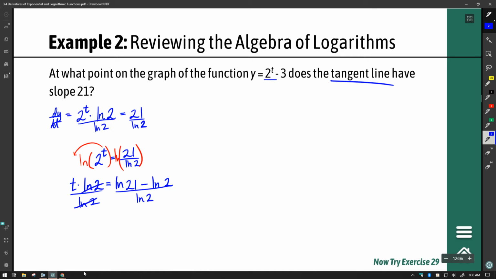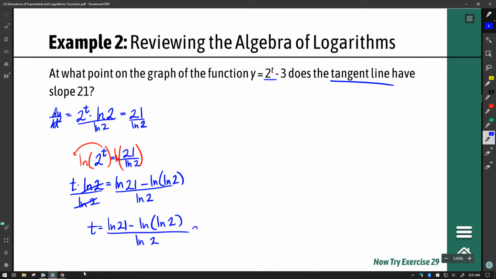And there we have an approximation for t. Actually, I was missing a natural log in here, so let's put that back in. This is the natural log of the natural log of 2. There we go. Now t is equal to the natural log of 21 minus the natural log of the natural log of 2, all over the natural log of 2.